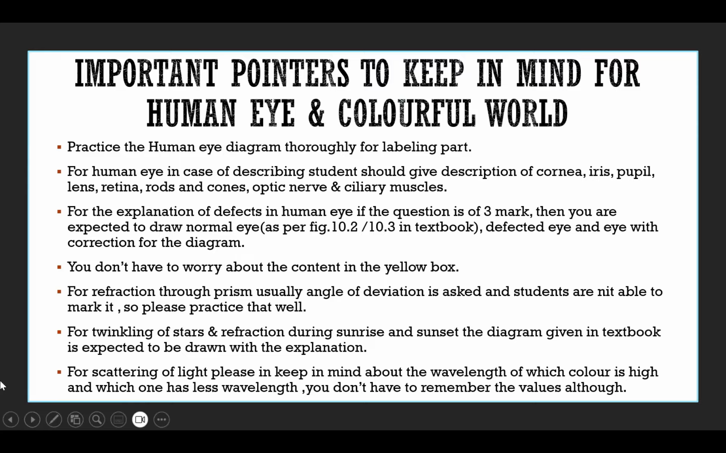There are a lot of things given in the yellow box in the textbook, which you need not worry about. You can skip it directly and you can just refer to the content available.